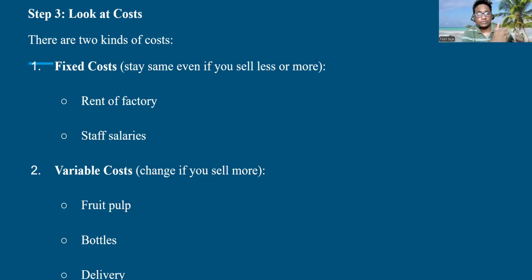Fixed costs are rent as well as staff salaries, as per this case, right? So let's see what the variable costs are. They change if you sell more, that is, they change with respect to the production. First is fruit pulp. Fruit pulp costs are increasing, so that is a variable cost. Bottle costs are also increasing, that is a variable cost. Delivery costs are also increasing, like fuel prices are increasing and all these things.